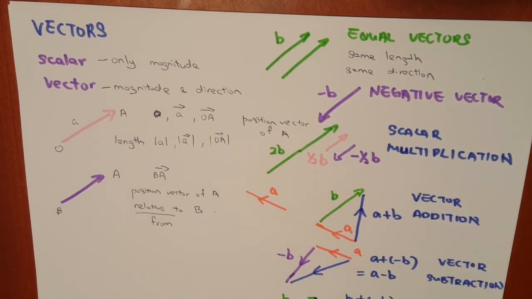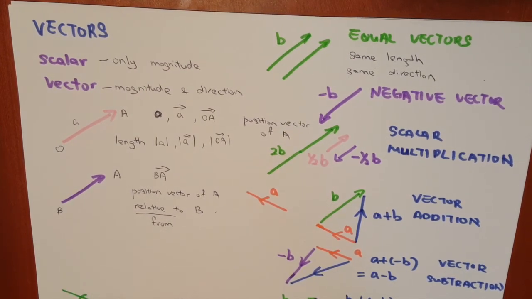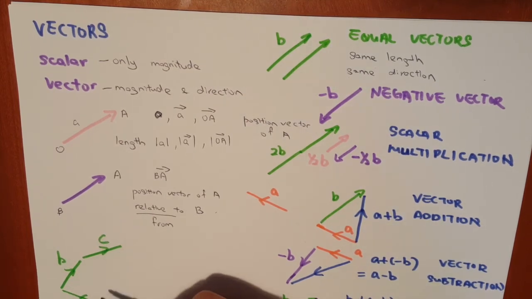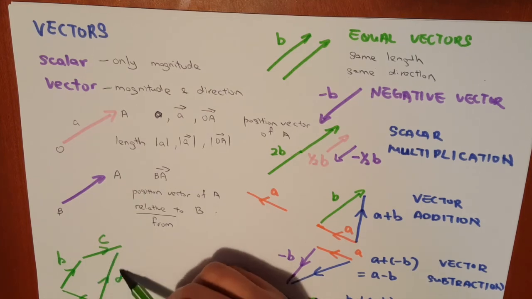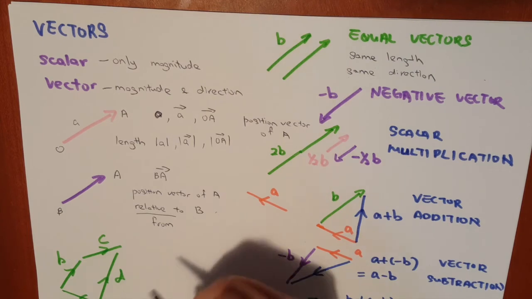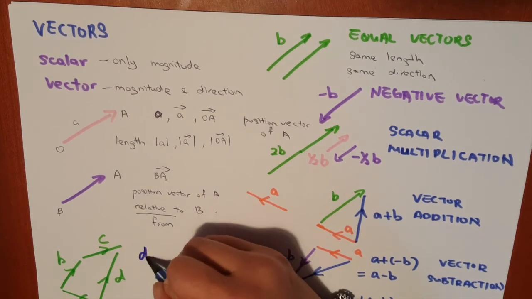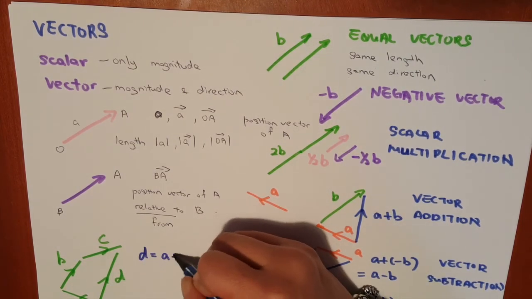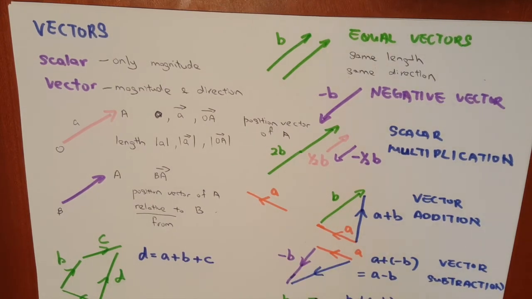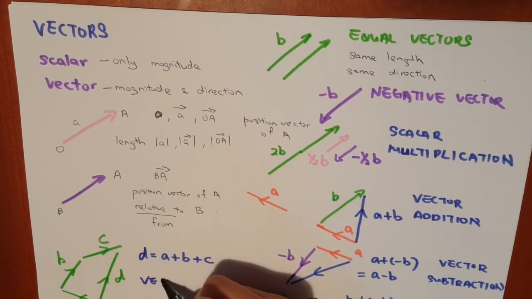If we need to form a vector equation, for example, I have vector A, vector B, vector C, and another vector D. I can form an equation by stating that vector D is equivalent to A plus B plus C. So that's called a vector equation.